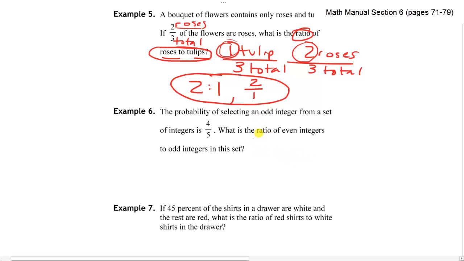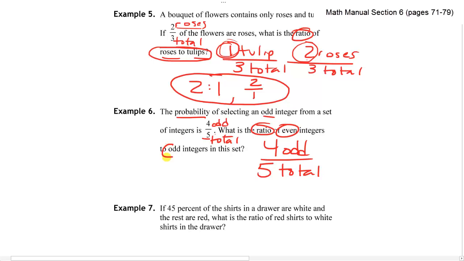Next, number 6, the probability of selecting an odd integer from a set of integers is 4 out of 5. Because this is a probability, this denominator is a total. That's 5 total numbers. This 4 is the odd integers, so it's 4 odd out of 5 total. And they want the ratio even to odd. Well, remember, there are only odd and even integers, I should say. So if there's 4 odd numbers out of 5 total, what does that mean about even numbers?